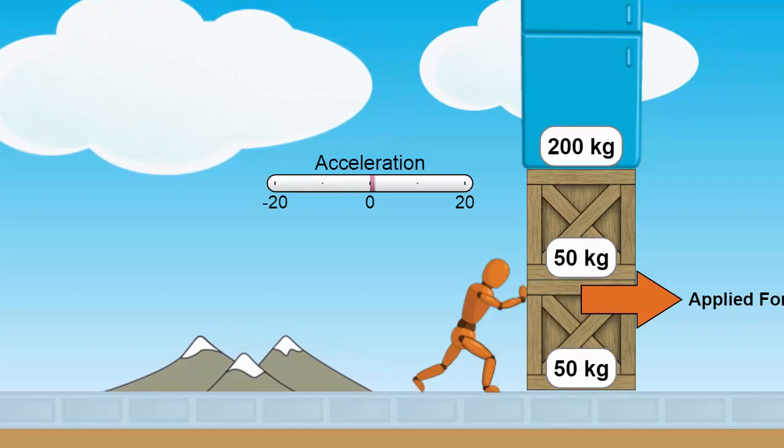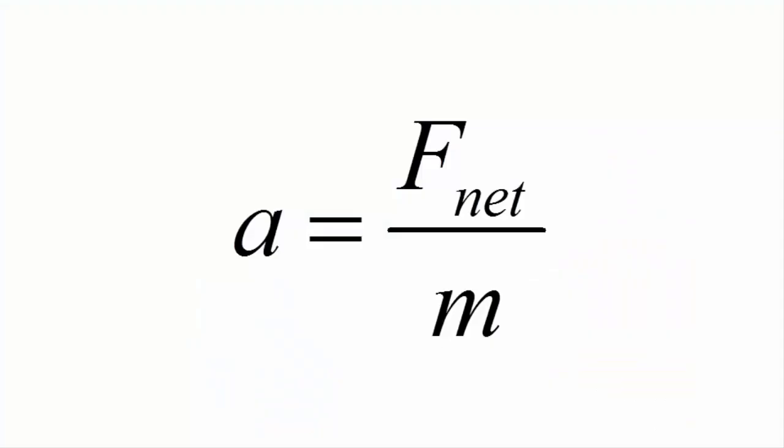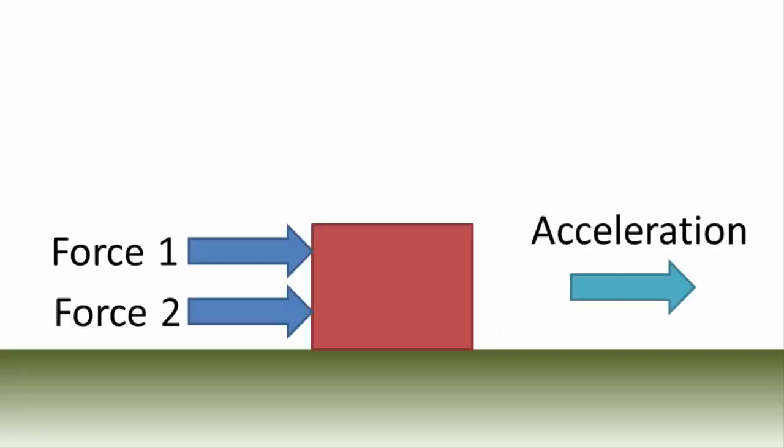Newton's second law explains this observation by saying when a net force is applied to a mass, it causes the mass to produce an acceleration. This law is captured in the following formula, which states that the net acceleration is equal to the net force divided by the mass. Note that in Newton's second law, it is the net force that produces a net acceleration.